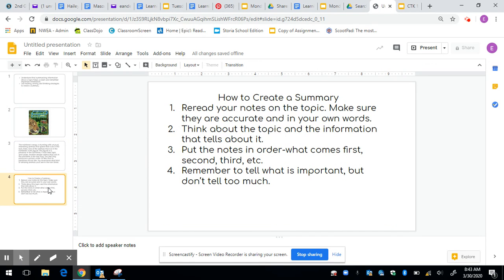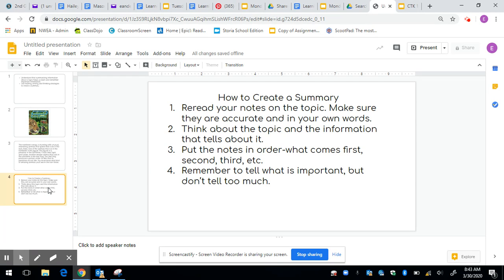Now, some things about a summary that I'd like to share with you, and I'll put this on the slide too so you can see it. Here are some steps to creating a summary. Okay, we can reread our notes on the topic, which we did from yesterday. Make sure they are accurate and in your own words. Think about the topic and the information that it tells about it. And then you're going to put the notes in order, what came first, second, or third. And then remember to tell what is important, but don't tell too much.